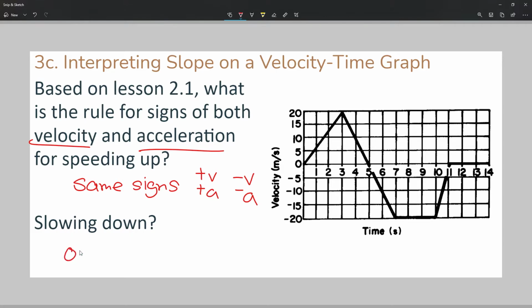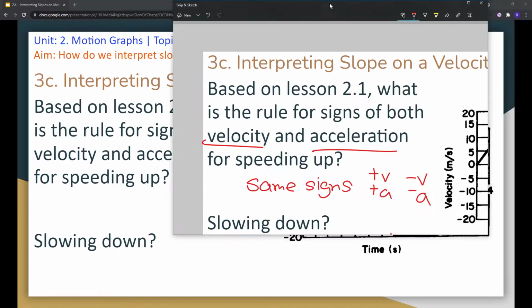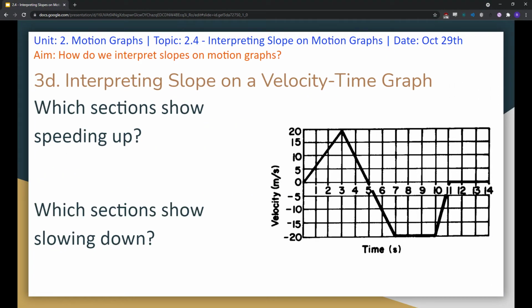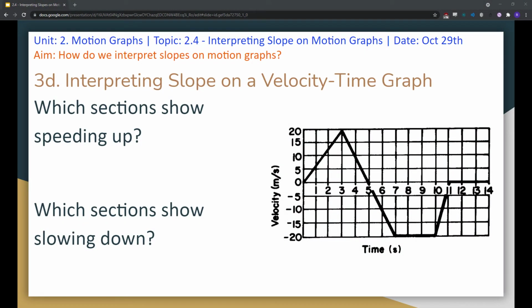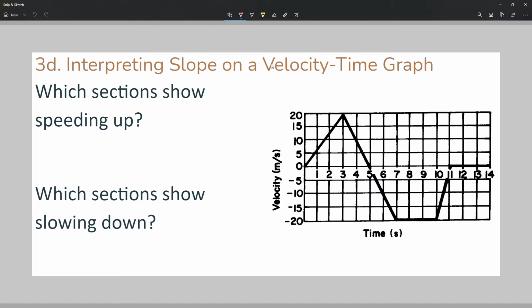And for slowing down, we must have opposite signs. So it must either be positive v and negative a, or negative v and positive a. That's our signs for slowing down. Now this is really important because now we're going to decipher velocity-time graphs. And this next question asks, which sections show you speeding up and which sections show you slowing down?